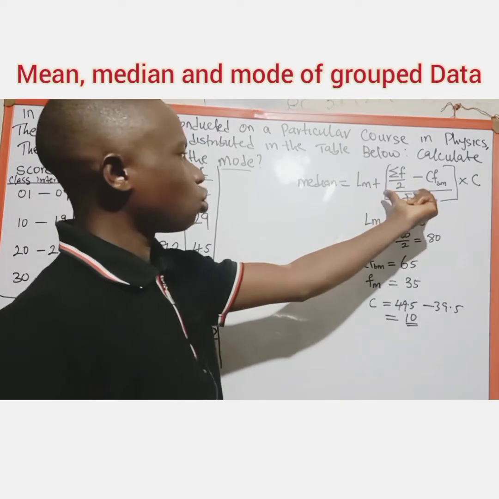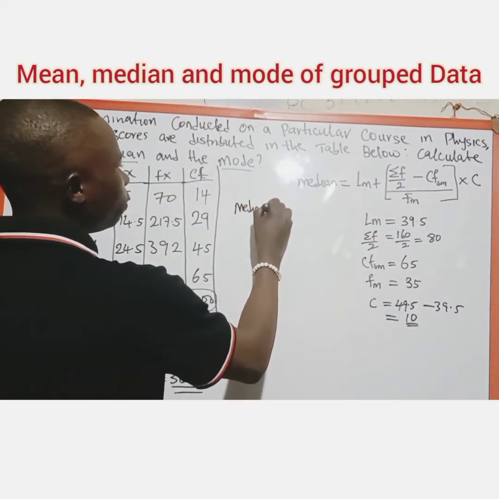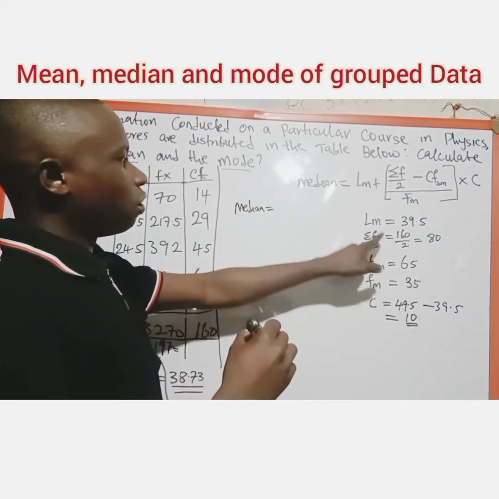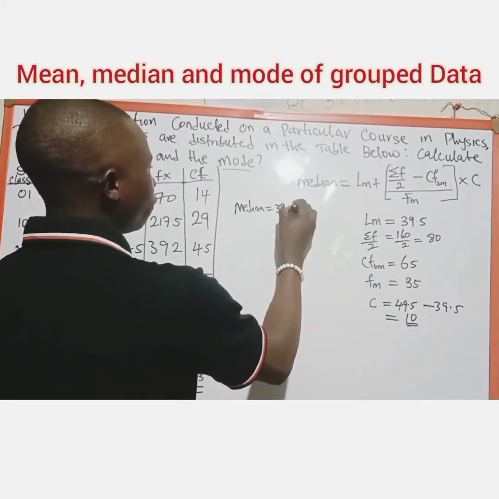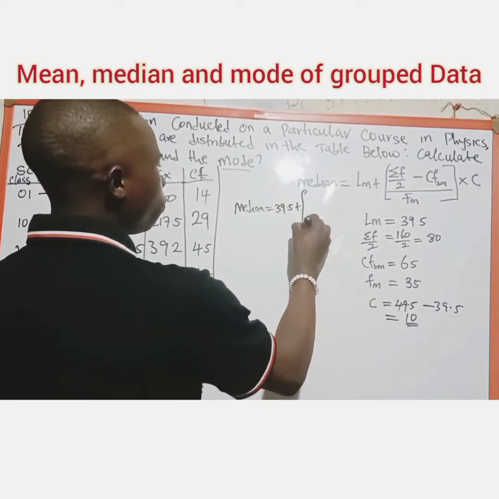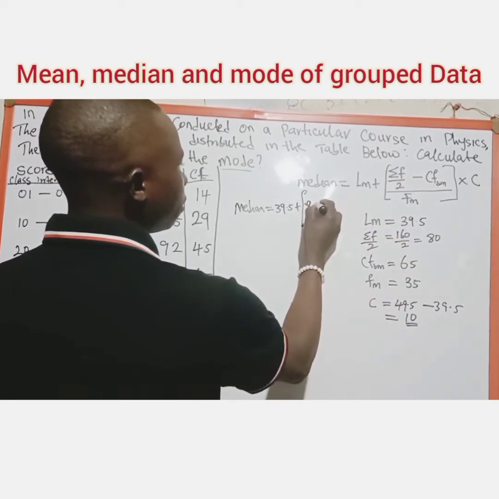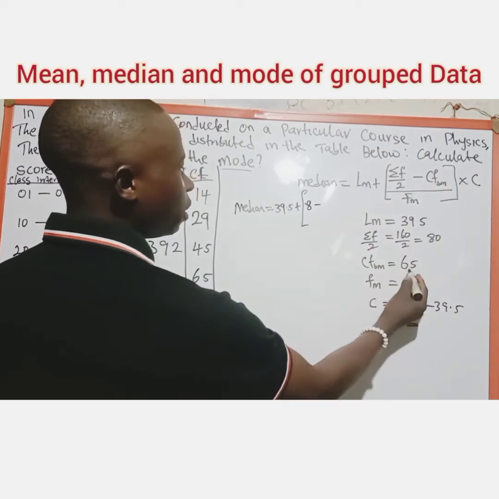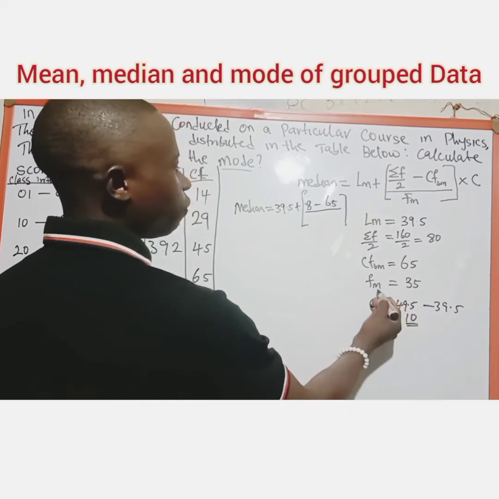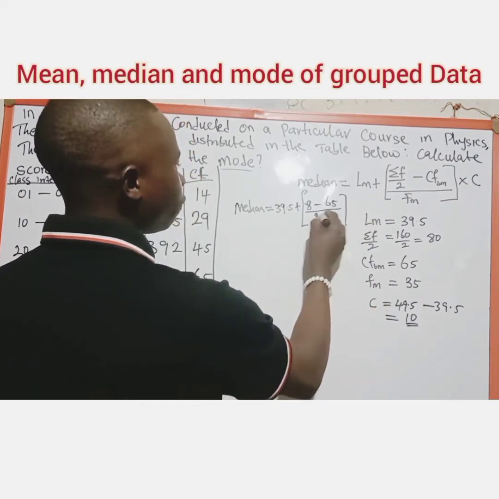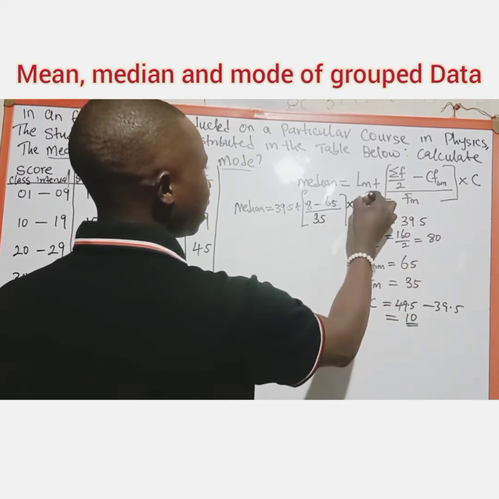So next, we are going to substitute into this formula. My median will be equal to the lower class boundary of the median that we found, which is 39.5, then plus, we open a bracket, summation of f divided by 2 is 80, then minus the cumulative frequency before the median, which is 65, then you close the bracket, everything over the frequency of the median, which is 35, then multiply by C, and my C is the class size, which is 10.